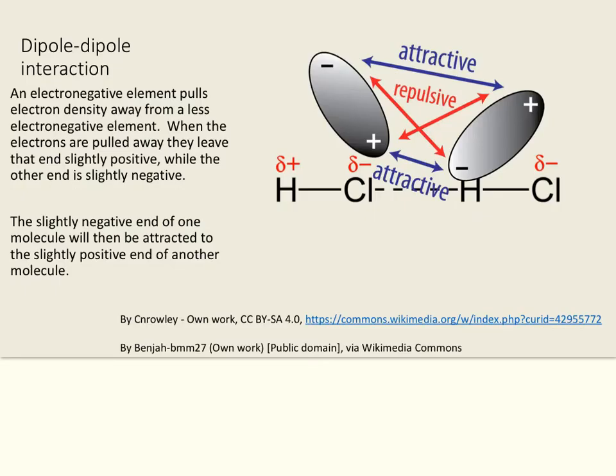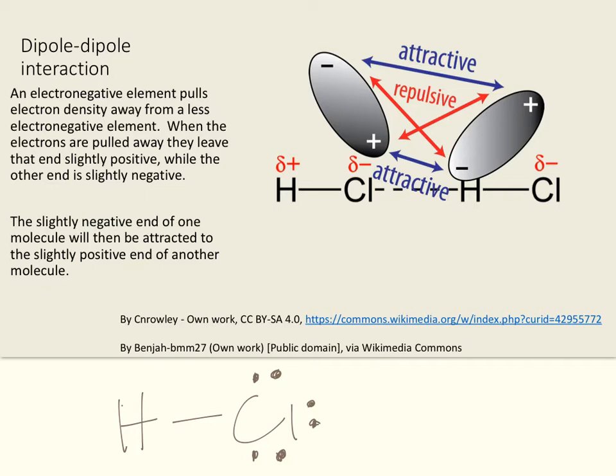All right, so the first thing we come to is a dipole-dipole interaction. It's when an electronegative element pulls electron density away from a less electronegative element. Something weird has happened on my slide, but I'm going to draw it down here. So if I have hydrochloric acid, it's a chlorine bonded to a hydrogen.